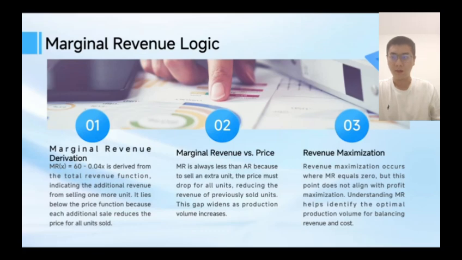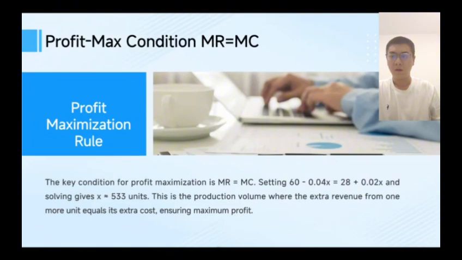Why? Because selling one more unit requires lowering the price for all units sold, which reduces revenue from existing sales. This gap widens as production scales, showing the trade-off between volume and price. Crucially, revenue maximization where MR equals 0 isn't our end goal, profit is.